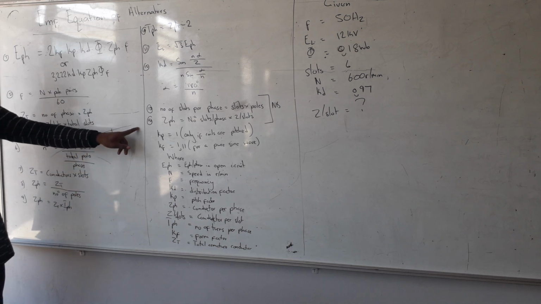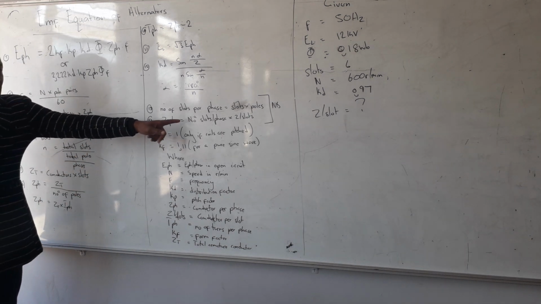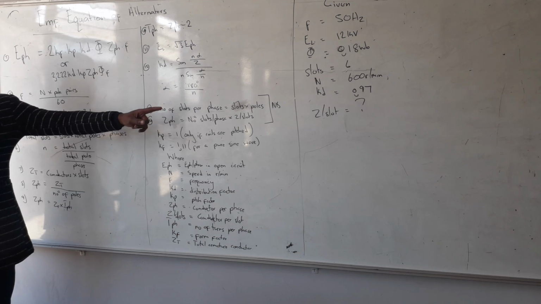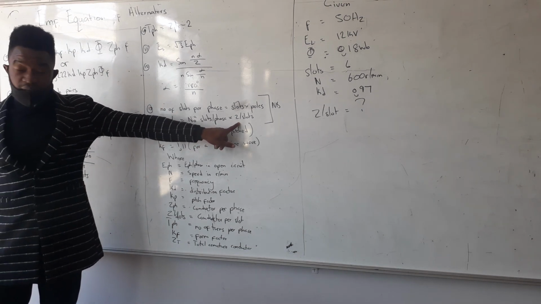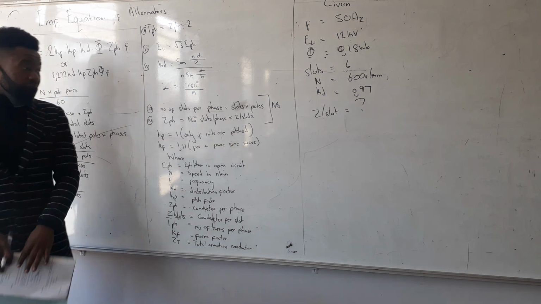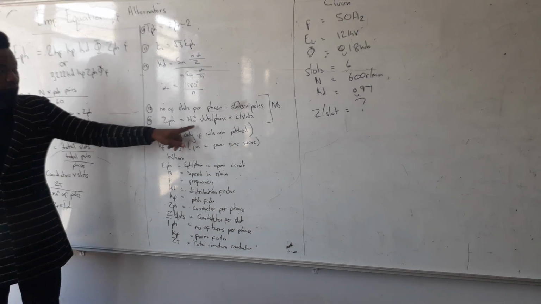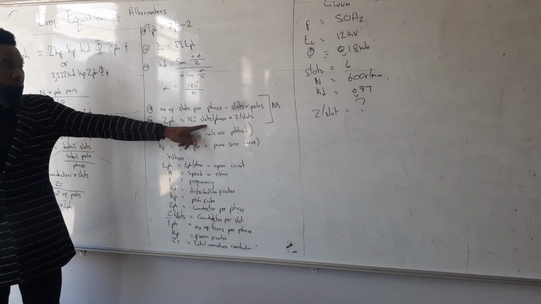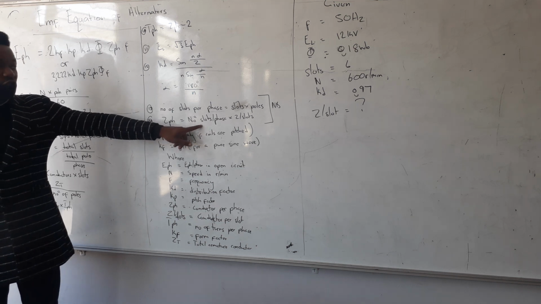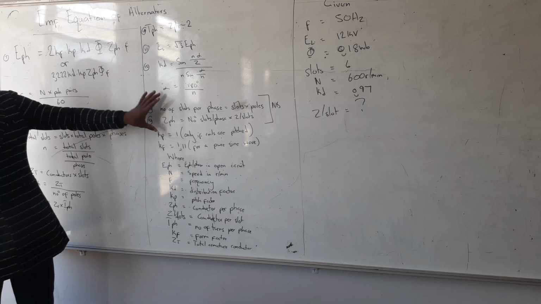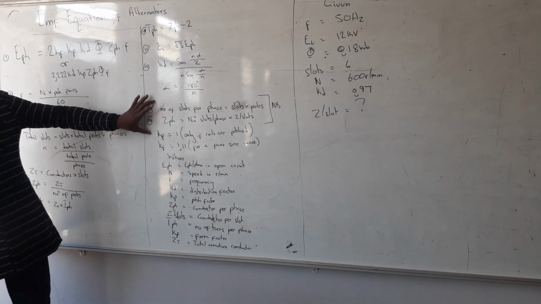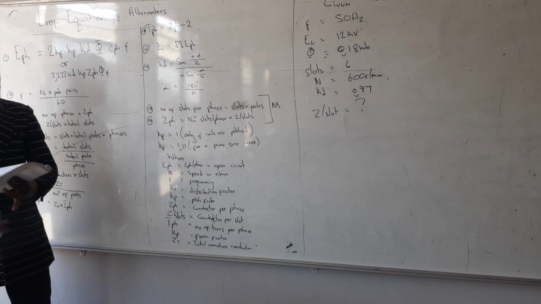On 14, I have a formula that says Z phase is equal to the number of slots per phase multiplied by Z per slot. I'm looking for Z per slot. Do I have the number of slots per phase? I don't, but I can calculate it using this formula. Please also write this formula in your notes.